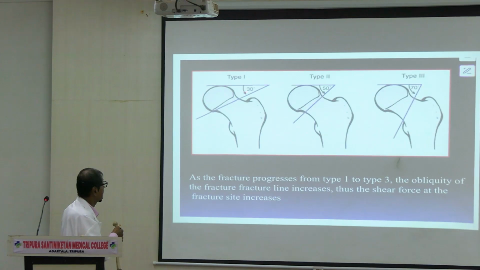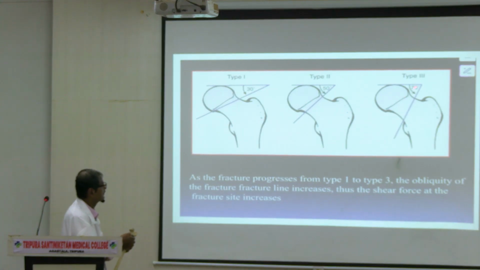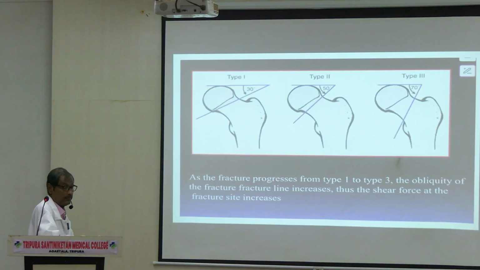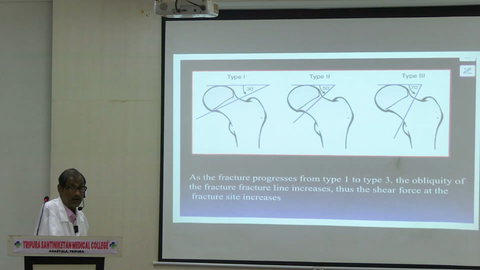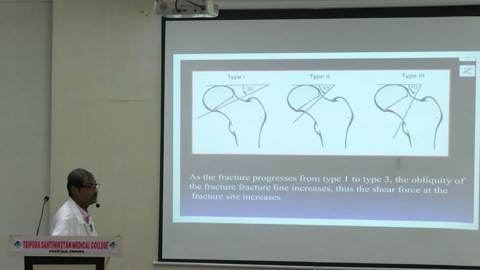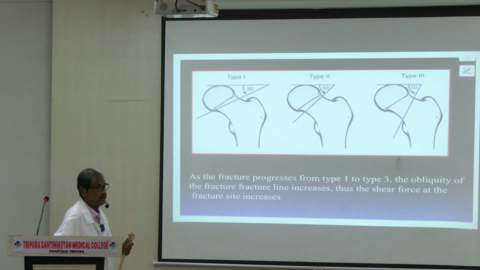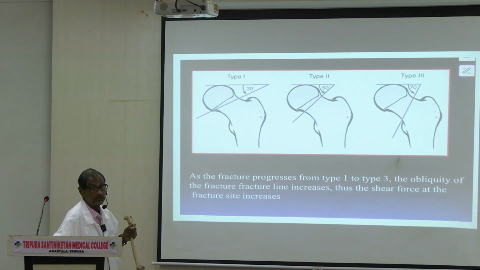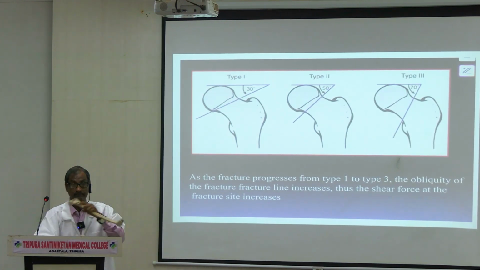This is called the Pauwels classification. This is 30 degrees, type 1; 30 to 50, type 2; and above, type 3. Why these are important, I will tell you later on. For the purpose of treatment, fracture neck of femur is otherwise called an unsolved fracture till now, because wherever you operate, it may unite or may not unite. Union depends on your vascularity.